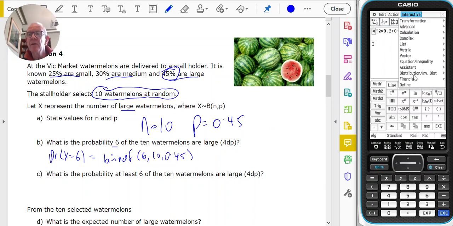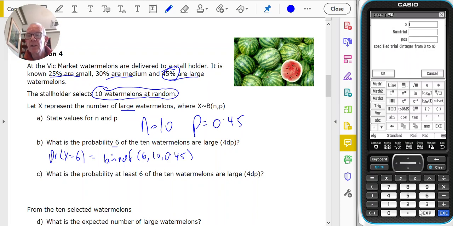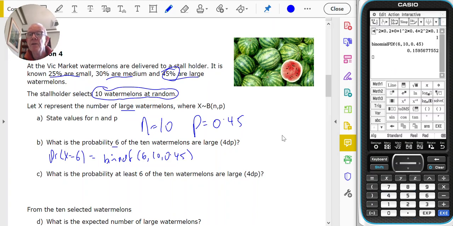Okay, so interactive, distribution, discrete, PDF. 6 is the number I'm interested in. I've got 10 watermelons that I'm choosing from, and it's 0.45, which is going to be 0.1595677, which is 0.1596 to 4 decimal places.